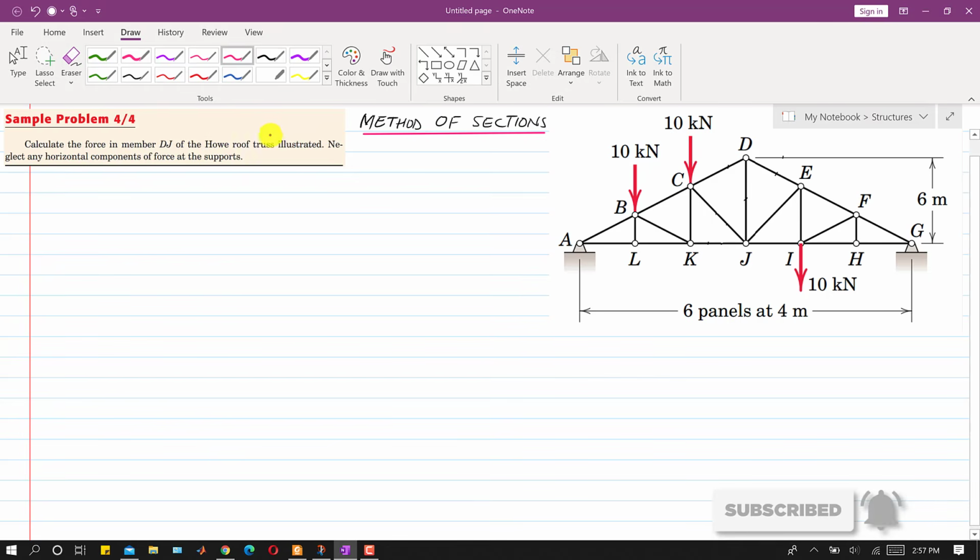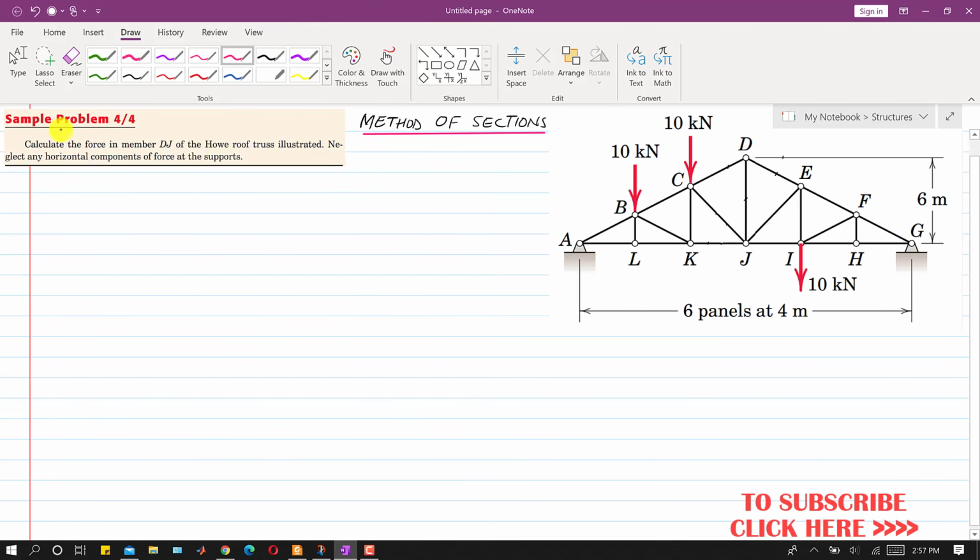Now today in this lesson we are going to learn the method of sections while solving truss problems, right? So far we were solving such kind of problems by using the method of joints. This is a sample problem from Engineering Statics by Meriam, and we are going to learn the method of sections.